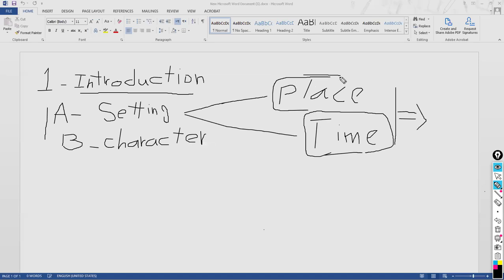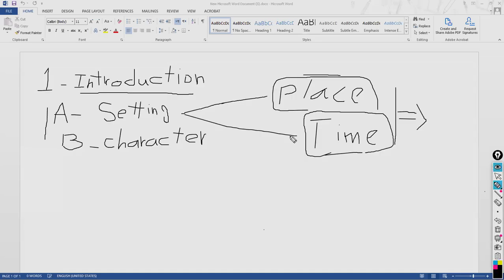This is the place. So guys, please, the first thing you have to do in your introduction, if you write any narrative essay, is mention the setting, which is the time and place, when and where.